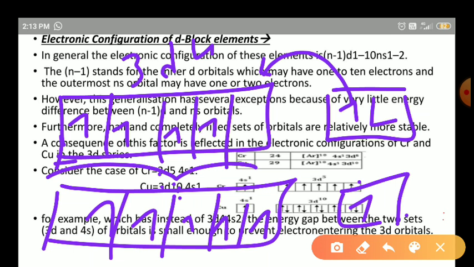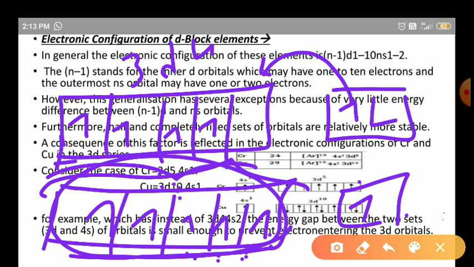Now here the half-filled orbitals are the most stable. So now these half-filled 3d orbitals are more stable as compared to the previous configuration. So due to the stabilization, the 3d orbitals accept one electron from the 4s orbital.